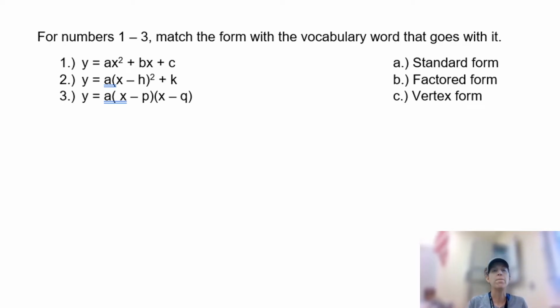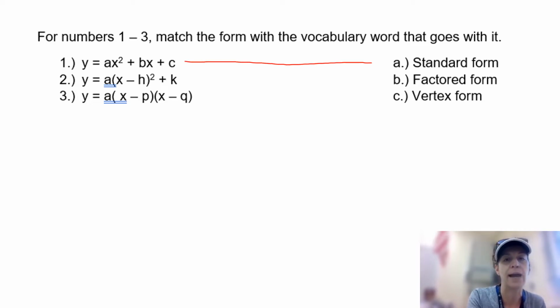Numbers 1 through 3 match the form with the vocabulary word that goes with it. This is just material that you need to know. So this goes back to that vocabulary. If you do not know the words that we're using, then it's going to hinder your ability to read directions and follow directions, which is obviously going to hinder you getting questions right. So you just need to know this.